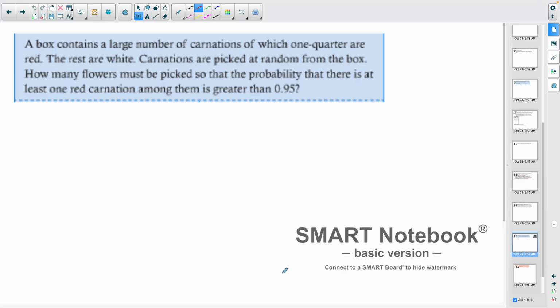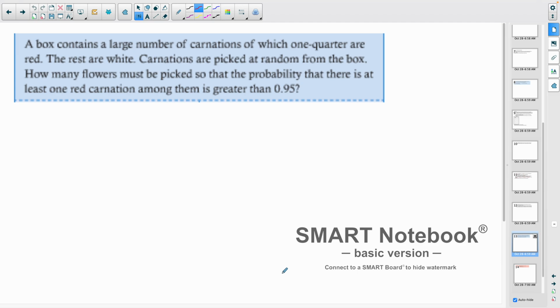We have a box, and in that box, a large number of carnations, of which 1/4 are red. All the rest are white. Carnations are picked at random from the box. How many flowers must be picked so that the probability that there is at least one red carnation among them is greater than 0.95? All right? So this one's a little bit different. It reads a little bit different.